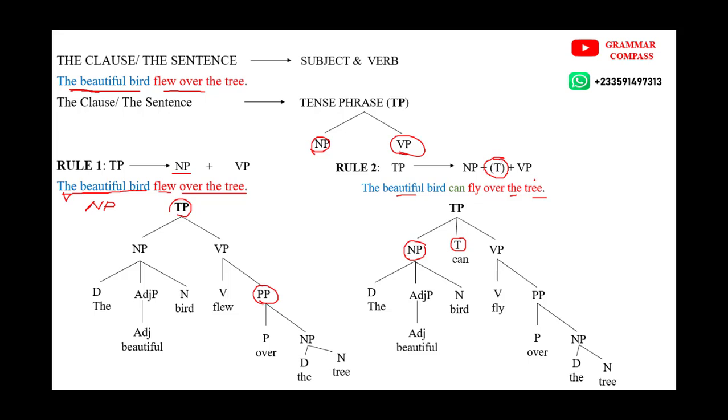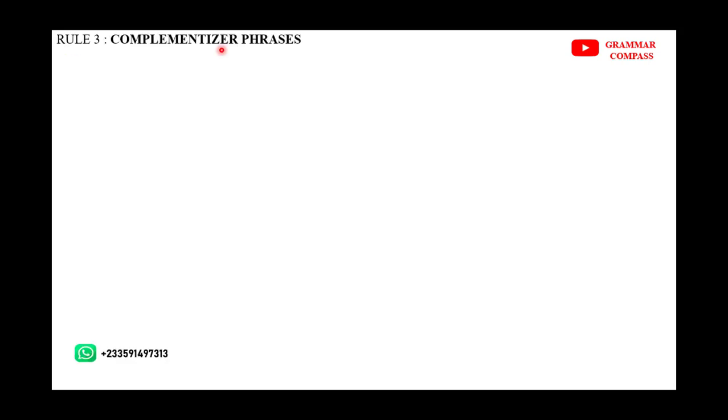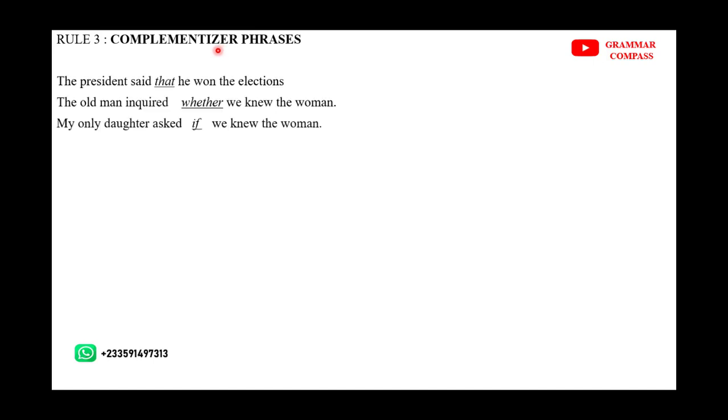In the next part, we are going to talk about another essential constituent, that is the complementizer phrase. First of all, let us ask, what is a complementizer phrase? Let us read these sentences. Sentence number 1. The president said that he won the elections. The old man inquired whether we knew the woman. In sentence 3, my only daughter asked if we knew the woman.